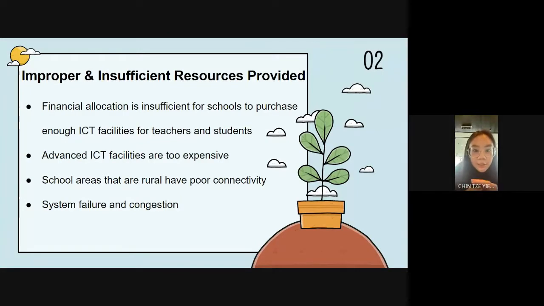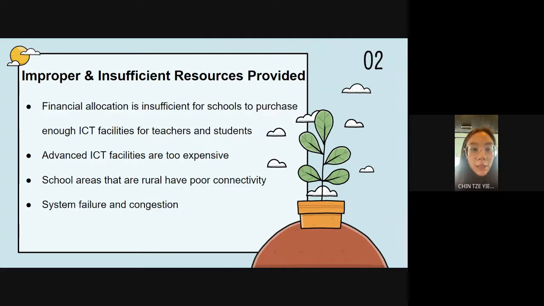Okay, so for this reason, we are focusing on the issue that is poor ICT facilities provided to the teachers. So why is this happening? Firstly, it's because the financial allocation is insufficient for schools to purchase enough ICT facilities for both teachers and students.